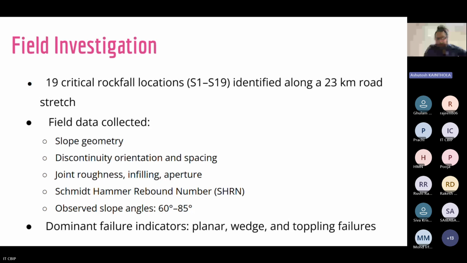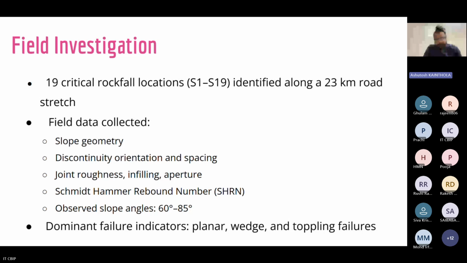What we gathered from the field: slope geometry, discontinuity orientation. As rock engineers would agree with me, failures in most near-earth conditions take place along the joint planes. They have minimal shear strength, minimal shear resistance, minimal or zero cohesion, minimal or zero tensile strength. Their orientation, their roughness, aperture, filling, and also we had taken the rebound values from the joint surfaces.